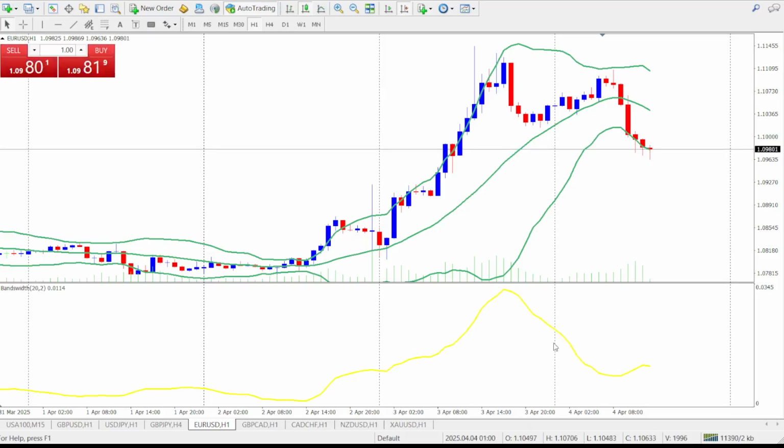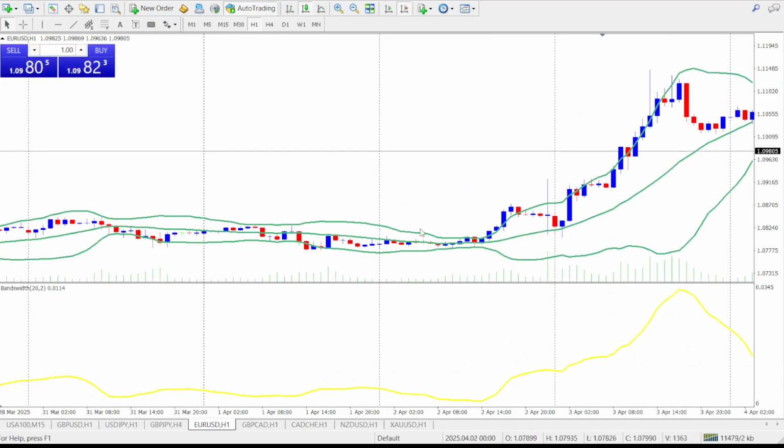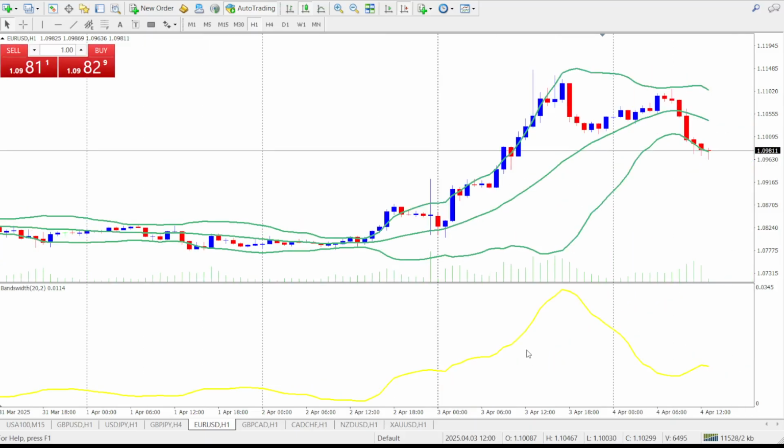Essentially, it tracks the width of the Bollinger Bands. So when volatility increases, the bands widen. Remember that that's how the Bollinger Bands show that there is an increase in volatility, when the bands begin to widen. All right. Then when volatility decreases, the bands contract. So the Bollinger Bandwidth Indicator works as an oscillator, tracking these changes in volatility in real time.